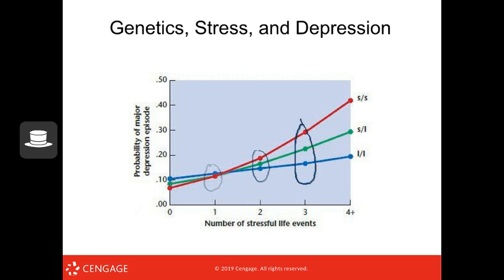But around three, and especially at four, we can see that there is a big difference in the expression of the gene. So if you have two of the short genes, then you have the highest risk. If you have two of the long genes, you have the lowest risk. If you have one of each, you have a moderate risk.